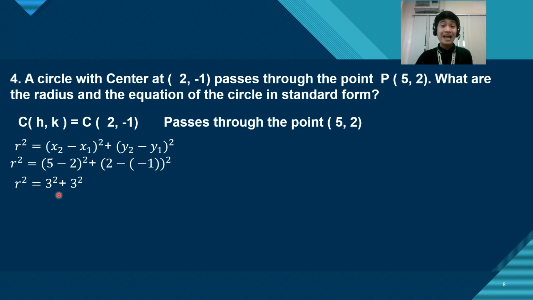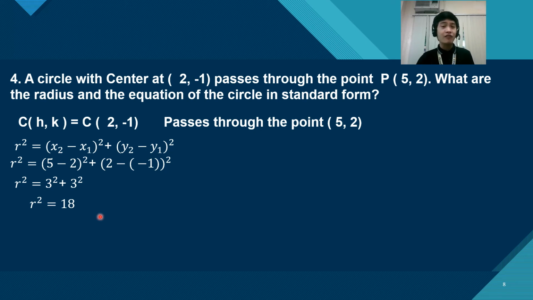3 square, that's 9. Kasi 3 times 3 yun. O, tatandaan natin na 3 times 3 ay 9, hindi po 6. Okay? So, 3 times 3, that's 9. Plus 3 times 3, that's 9. Simplifying this further, r square is equal to 18. However, hinahanap kasi natin dito yung value ng r. Hindi natin kailangan si r square.